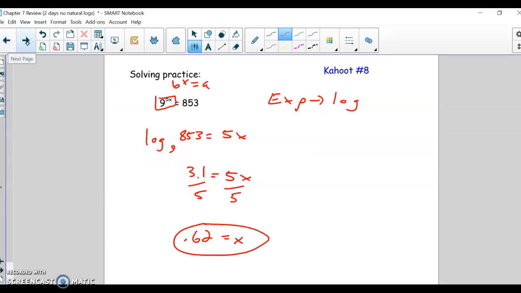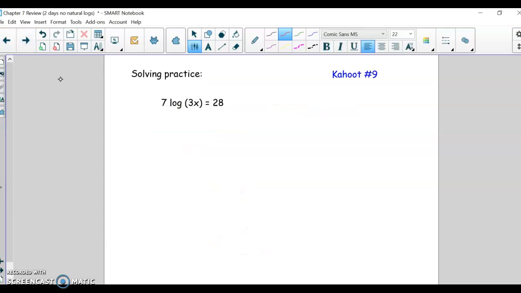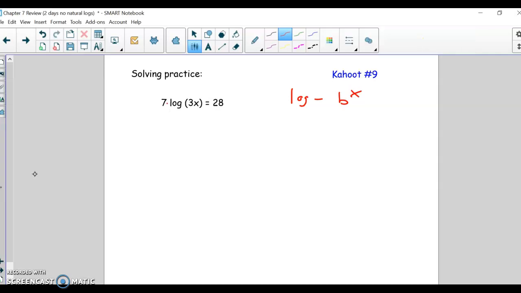Okay, let's see if we can go the other way. This one starts off in log form, so we're going to have to write it in base exponent form. So we're going to have to switch the forms. Pause the video, give it a shot. All right, so the trick is before you can switch forms, you need it to look exactly like log base b of a equals x. So we've got to get rid of this 7 in front. So we're going to divide by 7 first. So we get log 3x equals 4.